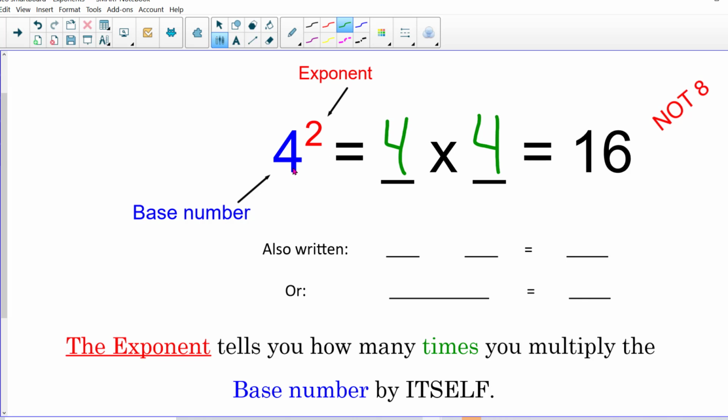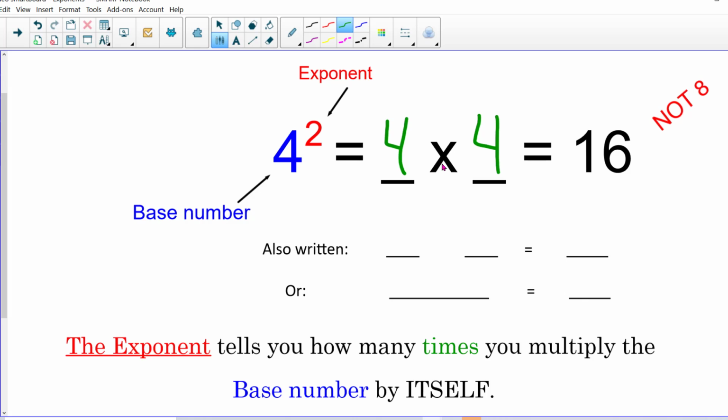Notice this does not mean 4 times 2. That's not what the exponent means. This exponent tells you how many times you multiply the base number, the bigger number, by itself. So how many times will you write it? The exponent says 4 times 4, 2 times. And then you multiply it and it equals 16.